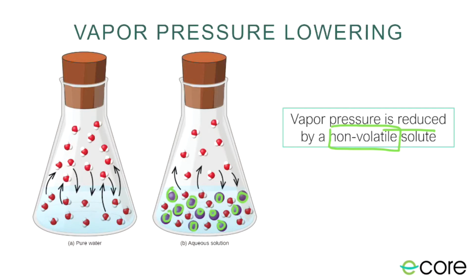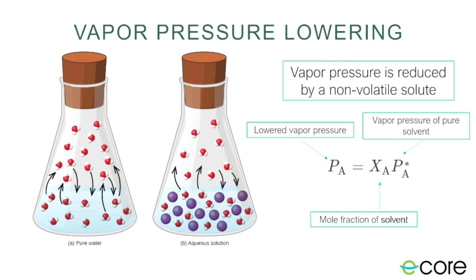Let's look at the mathematical expression that explains vapor pressure lowering. Here we see PA, which represents the lowered vapor pressure. So it's the pressure that's been reduced. And then we see XA. That turns out to be the mole fraction of our solvent. So how much of our solution is made of solvent versus solute. And then lastly, we look at the vapor pressure of the pure solvent all by itself.